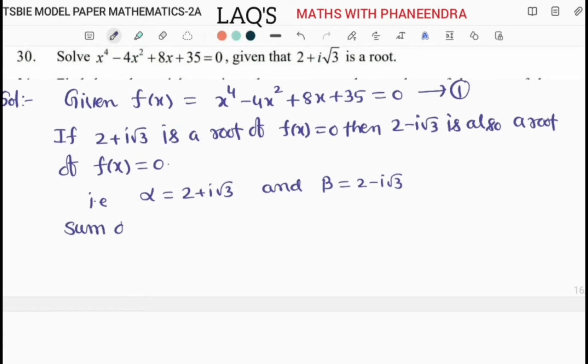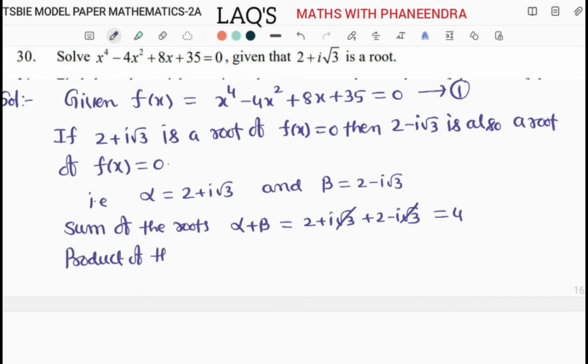Calculate the sum and product. Sum of the roots: alpha plus beta is 2 plus i root 3 plus 2 minus i root 3, which equals 4. Product of the roots: alpha into beta is (2 plus i root 3) into (2 minus i root 3), equal to 4 minus i square into 3, so 4 plus 3, 7 will come. So the quadratic equation whose roots are 2 plus i root 3 and 2 minus i root 3 means what? The equation.